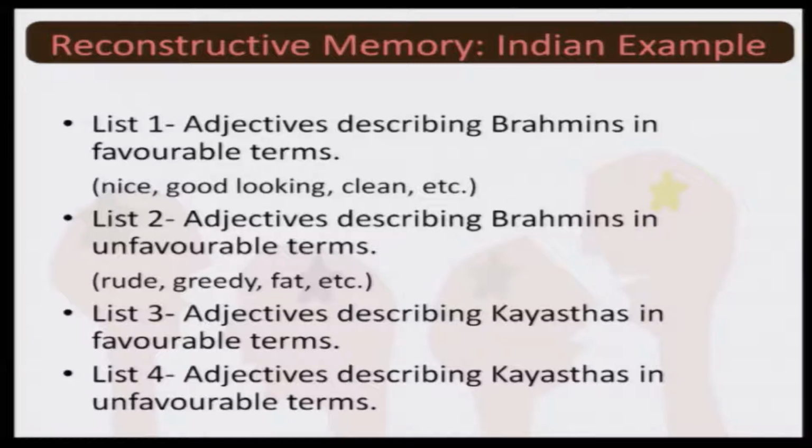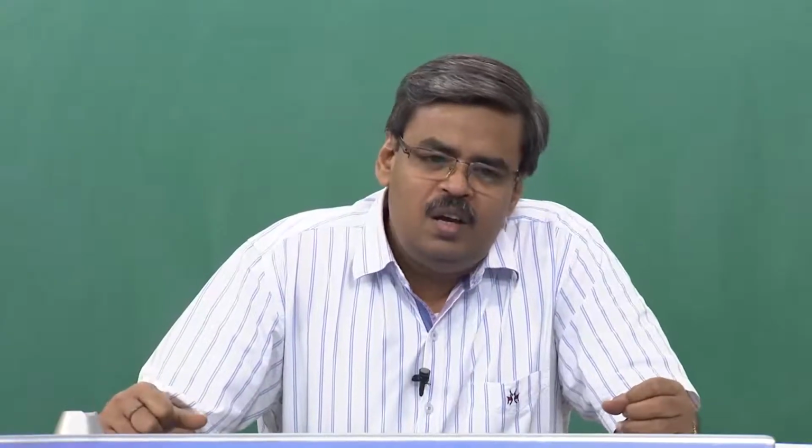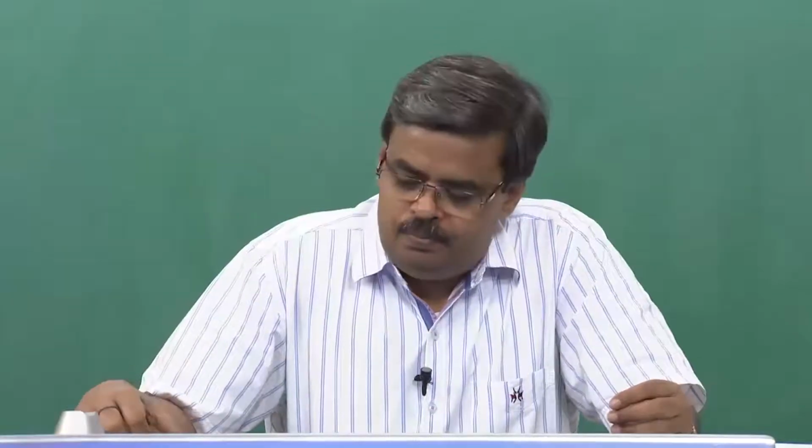Now, when these Brahmin and Kayastha students were supposed to recollect the content, everyone remembered more unfavorable adjectives than favorable ones. Based on this, J.P. Das and Ravindra Kanungo inferred that people prefer to remember bad attributes rather than good ones.